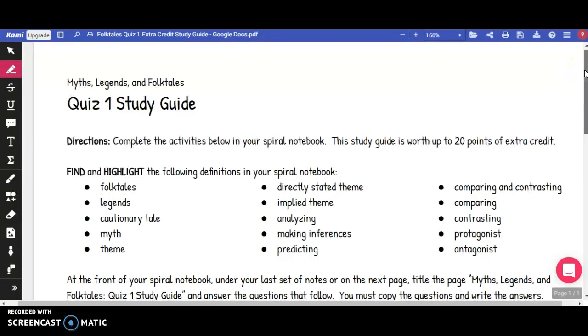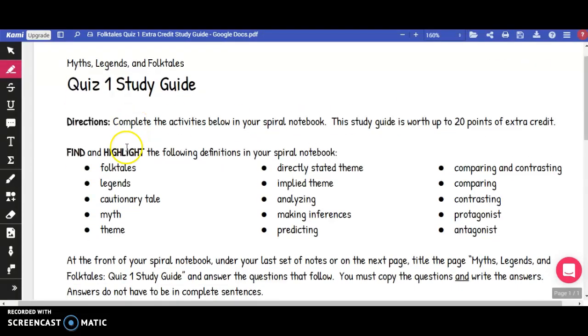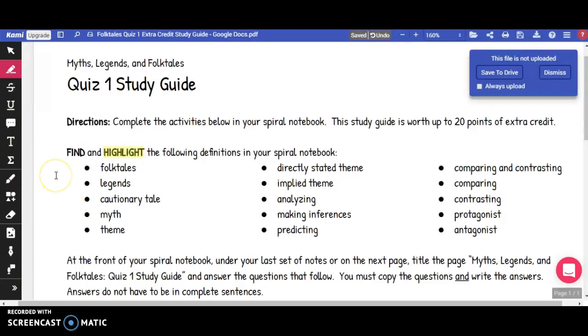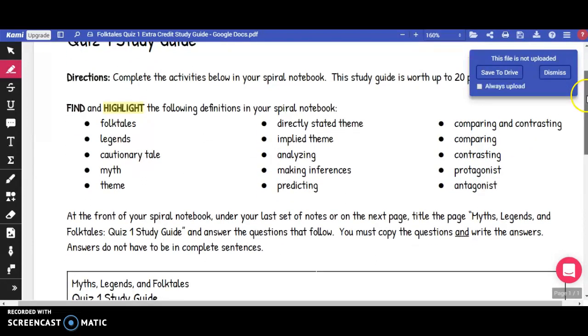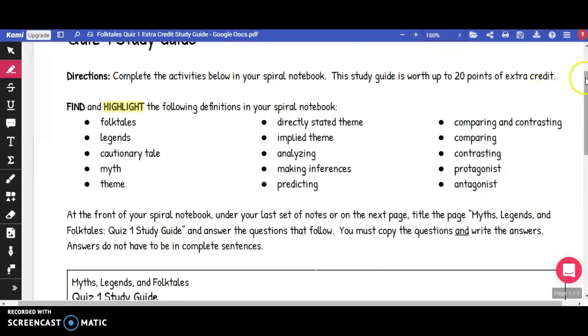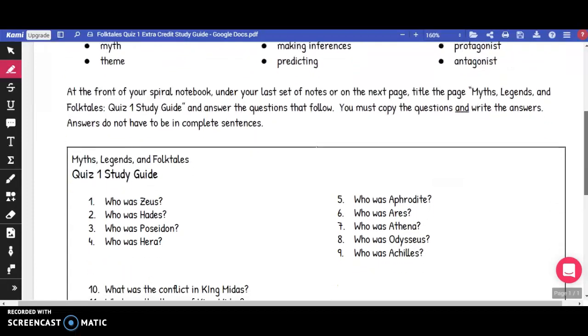By the time you get to this study guide, you should have each of these definitions in your Spiral notebook, and you need to just find and highlight them. The definitions you need to find are folktales, legends, cautionary tale, myth, theme, directly stated theme, implied theme, analyzing, making inferences, predicting, comparing and contrasting, comparing, contrasting, protagonist, and antagonist. Once you've found and highlighted all of those definitions, then you're going to move on to the next activity.